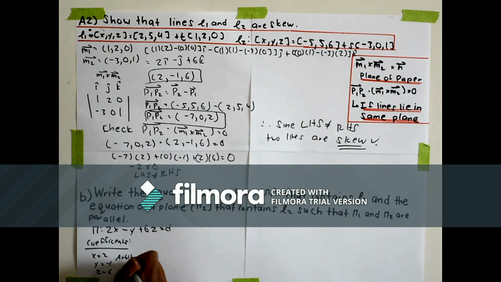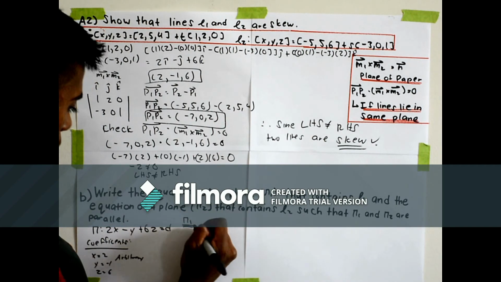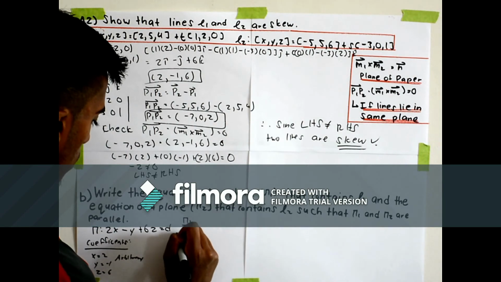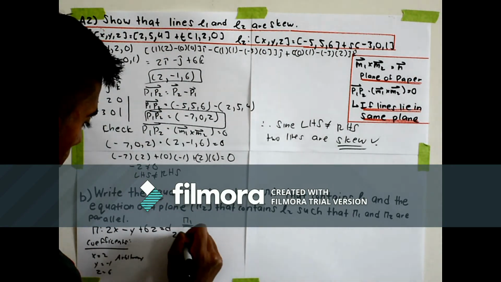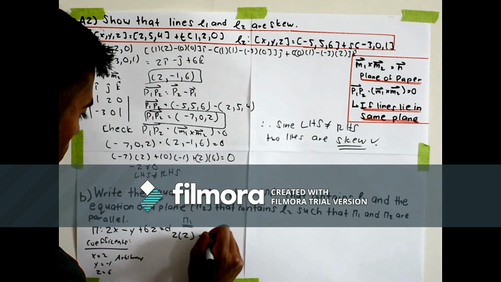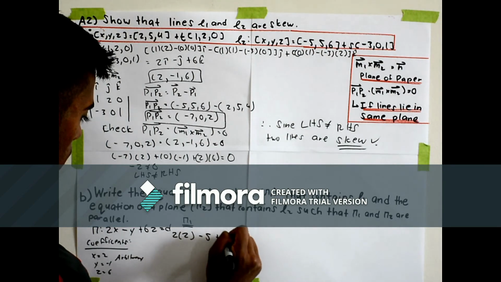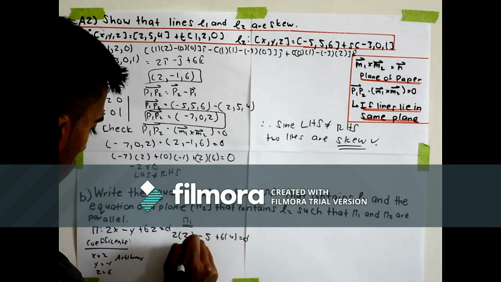So for equation 1, since it contains L1, we must sub our first point P1 into equation 1. Since P1 is 2, 5, and 6, we must sub it into the equation to solve for D. When we sub into the equation, we get 23 equals D. Therefore, our first equation, pi1, is 2x minus y plus 6z minus 23 equals 0.